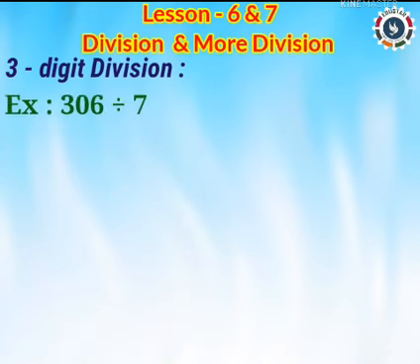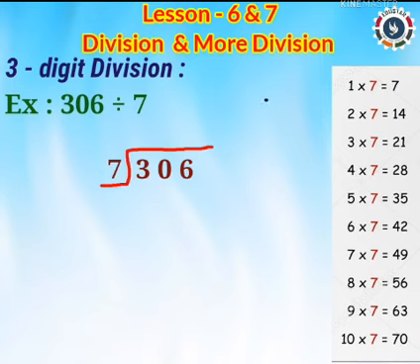Next, 306 divided by 7. Write this 306 inside the division box, 7 outside. Here 3 is less than 7, so consider 30. This 30 is greater than 7, so we can proceed. 30 is not in 7 table, but 30 lies between 28 and 35. So consider 28. 4 7s are 28. Write 4 in the tens column of the quotient, 28 below 30. If we subtract, we get 2.